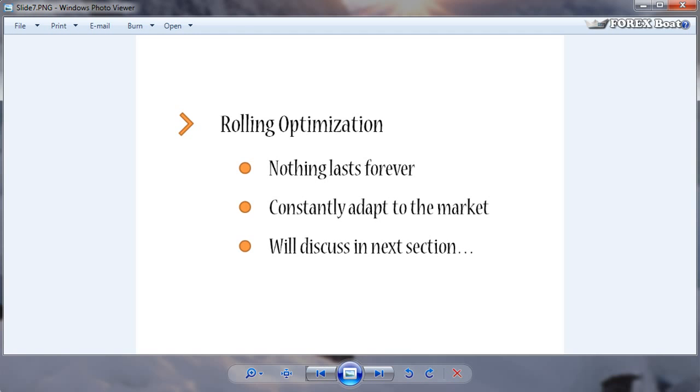But that is just something to note, that nothing lasts forever, and you have to be prepared that sooner or later you will have to re-optimize your expert advisors, or maybe even change your expert advisors, or change the sets, and so on.